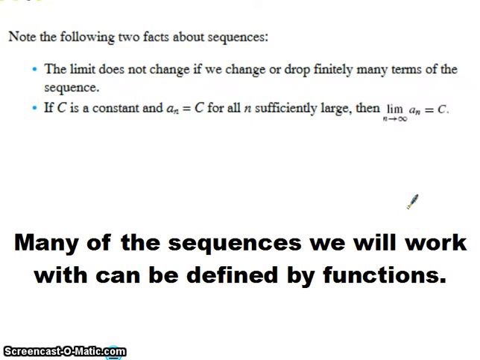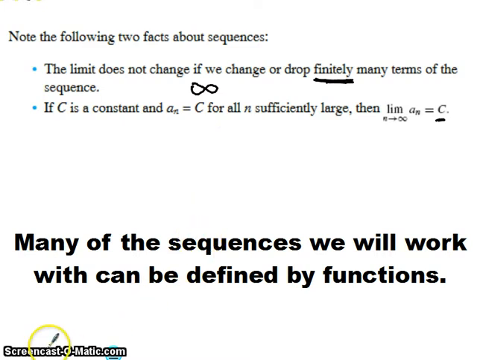Here are two facts about sequences. The limit does not change if we drop finitely many terms of the sequence. Because if you think about it, when we take the limit, we're going to infinity. So if we drop the first 3 or 4 or 10, it's not going to make much of a difference. If c is a constant and a sub n is equal to c for all n sufficiently large, then the limit is just going to be that constant. So keep that in mind. Remember, it's just a constant.